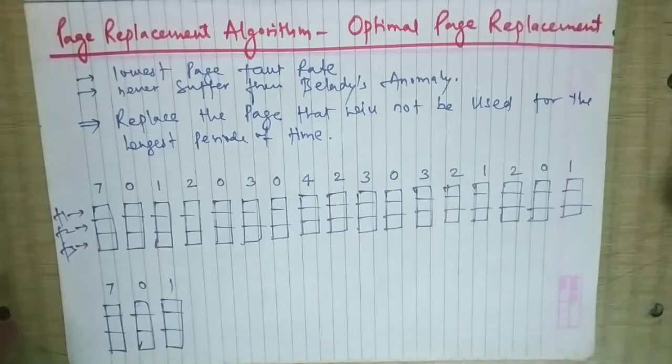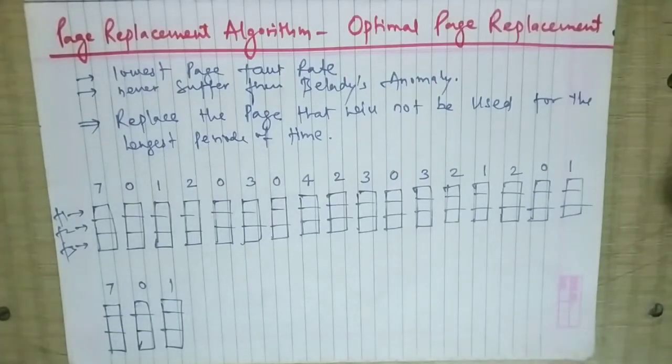Which is the page which will not be used for the longest period of time? You need to find it, and then replace it with that particular page. So this is the optimal page replacement algorithm, because in this algorithm we are replacing the one which will not be used for the longest period of time. If it is not being used, then keeping it in the memory is not a good idea. So we can just replace it.